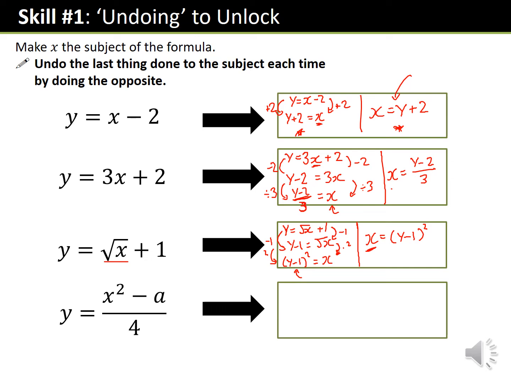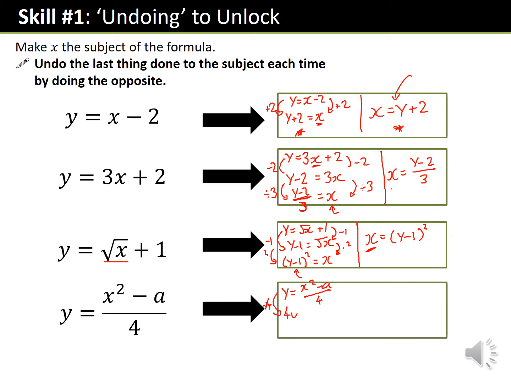So y equals x squared minus a all over 4. Okay, so this is the first one we've seen where we've got a fraction on the side of the x. So what we really want to do is, if you've got a fraction in a formula, you want to get rid of the fractions where you can, because they do make it a bit trickier. So what can we do to get rid of the fact that it's all over 4 as a fraction? If we've got over 4, it's the same as dividing by 4. So what is the opposite of dividing by 4? We're going to times both sides by 4.